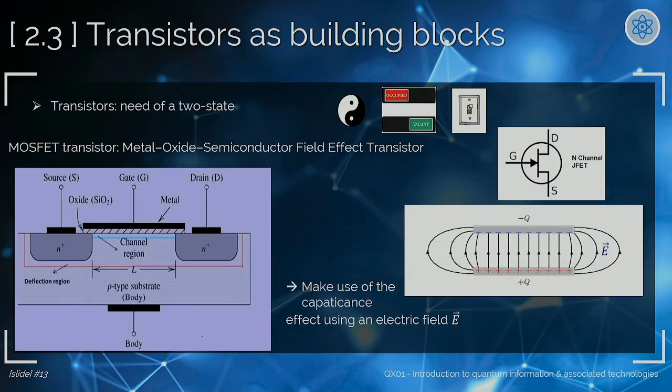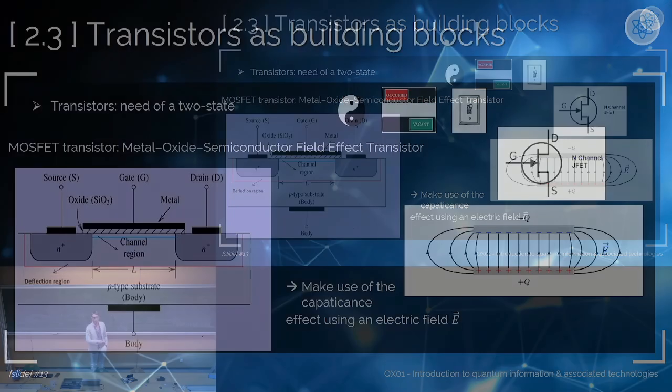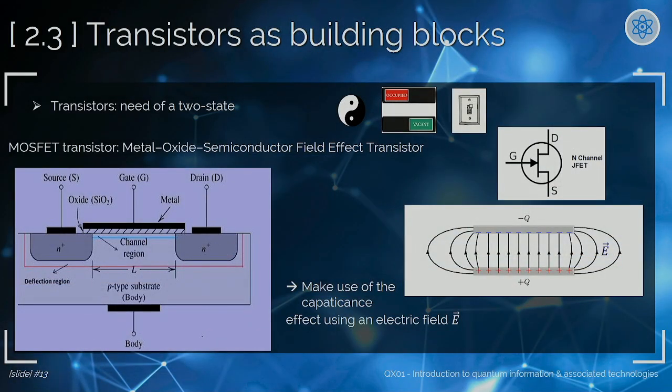So these bipolar transistors were the old technologies. Now we use other types of transistors. Maybe one of the most used and most famous nowadays is the so-called MOSFET transistor. MOSFET stands for metal oxide semiconductor field effect transistor. So how does it work? The principle is to make use of the capacitance effect that we have in a capacitor, using an electric field. So the idea is the following.